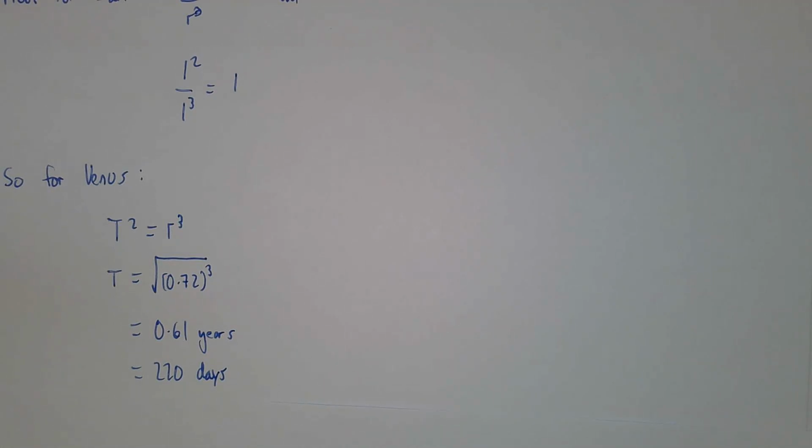So for Venus, we've got T squared equals r cubed. And if we put the number in, it's a lot easier, isn't it? T is equal to the square root of 0.72 cubed, and that comes out to be 0.61 years. And then converting that into days, it's around 220 days again to two significant figures. So you can see that's a heck of a lot easier than doing it in SI units and using the A-level physics formula. I hope you liked that little hack of Kepler's third law.